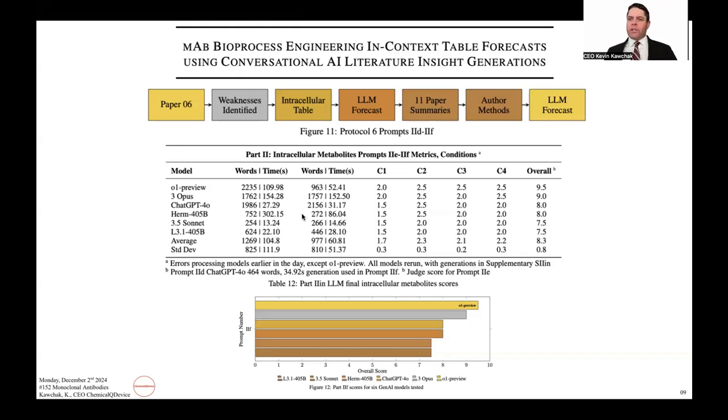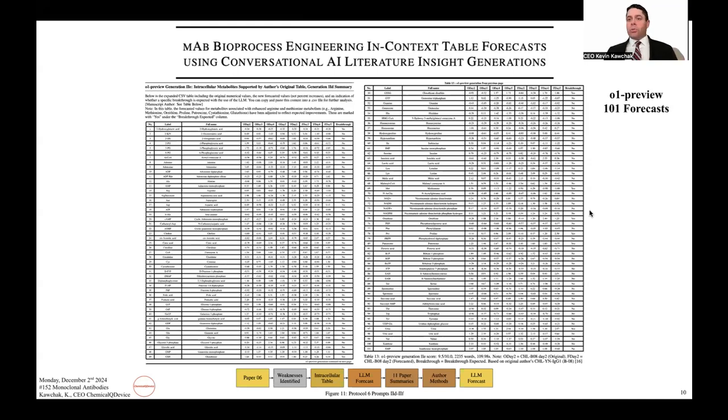So these other models didn't perform as well. Based on other studies that I performed with the O1 preview, I was kind of expecting this. And it actually returned the full 101 table. Now, in this specific case, it didn't include much text. So you see the text is all there.